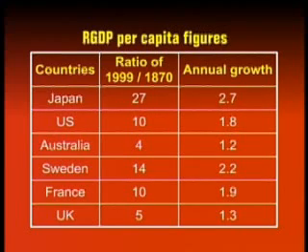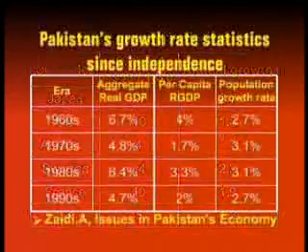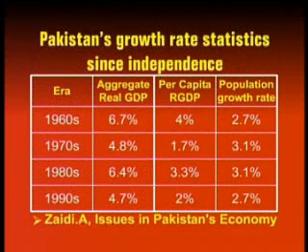Australia, as you can see, had a pretty high aggregate annual growth rate of 3.1%, but in terms of the annual growth rate in per capita GDP, there's a big reduction from 3.1% to 1.2%, which meant that the population of Australia must have been growing by 1.9%. And this population growth rate is higher than any of the other countries. Now let's see what was happening in Pakistan since our independence.